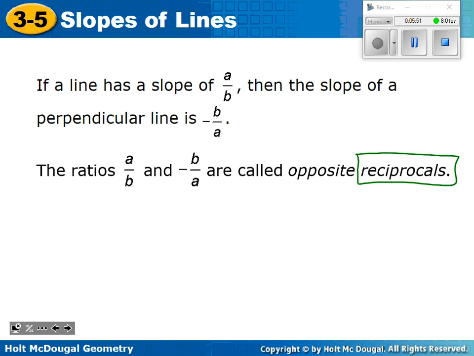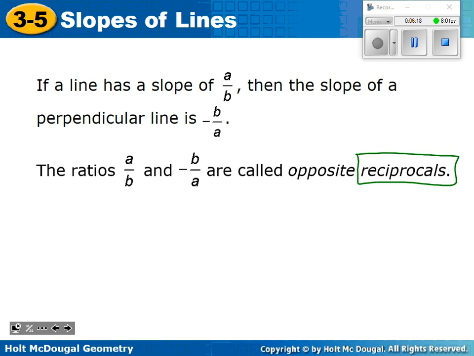So if this line has a slope of positive 2/3, what's the slope of this line if it's perpendicular? Okay, -3/2. So you're going to change the sign and flip the fraction. If they are opposite reciprocals, then the lines are perpendicular. Flip and change sign.